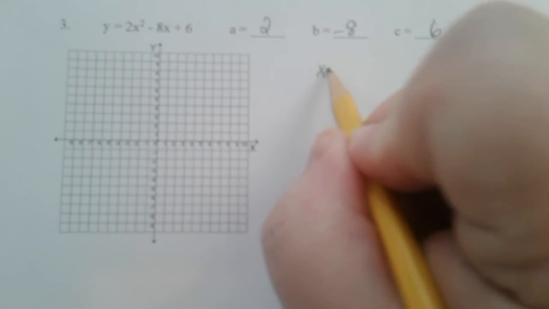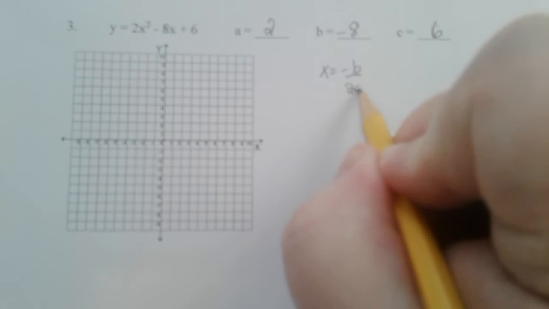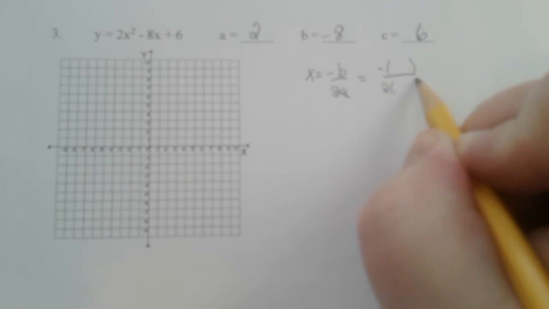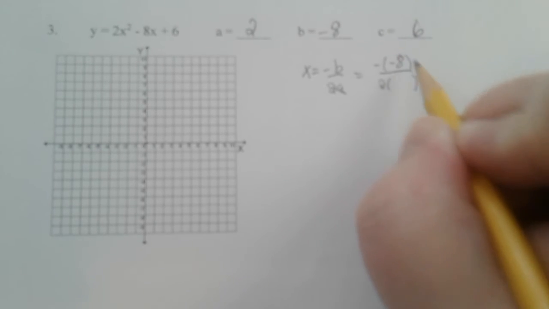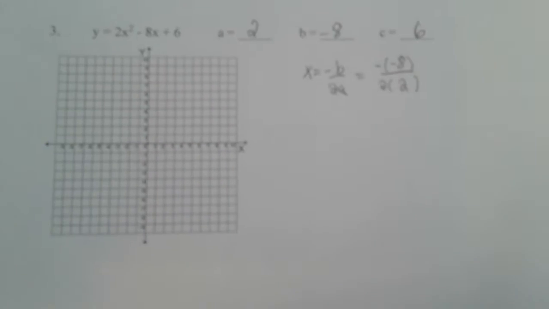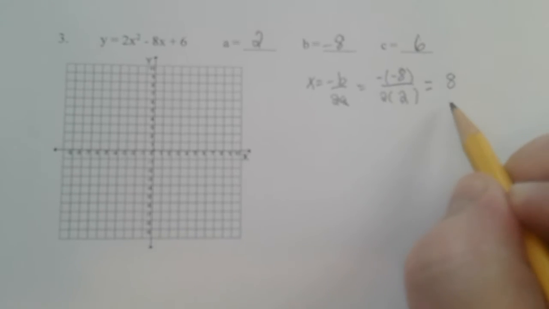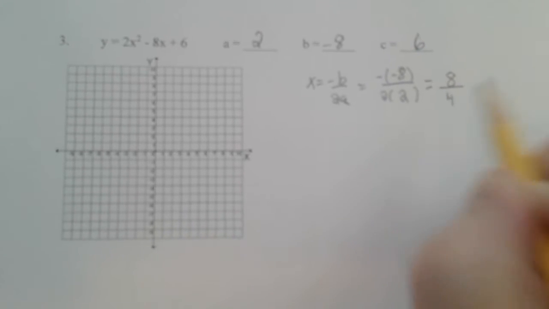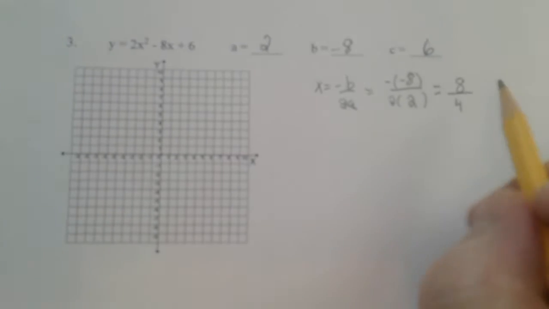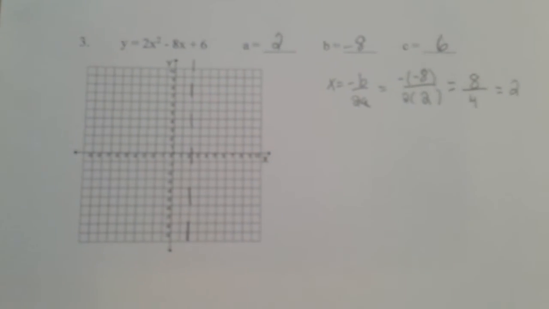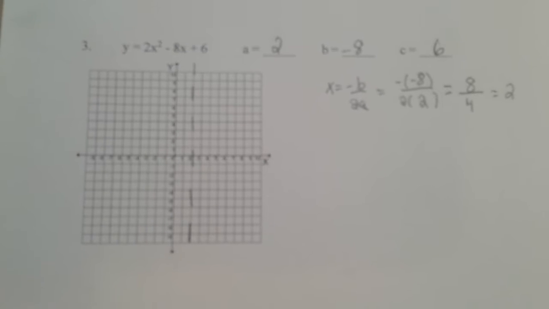So once again, x equals negative b over 2a, so that would be negative parenthesis over 2 times parenthesis. My b value is negative 8, my a value is 2. So negative 8 would become positive 8. 2 times 2 is 4. 8 over 4 is 2. So we know my x-coordinate of my vertex is 2. That means my axis of symmetry is going to be the vertical line cutting through x equals 2.